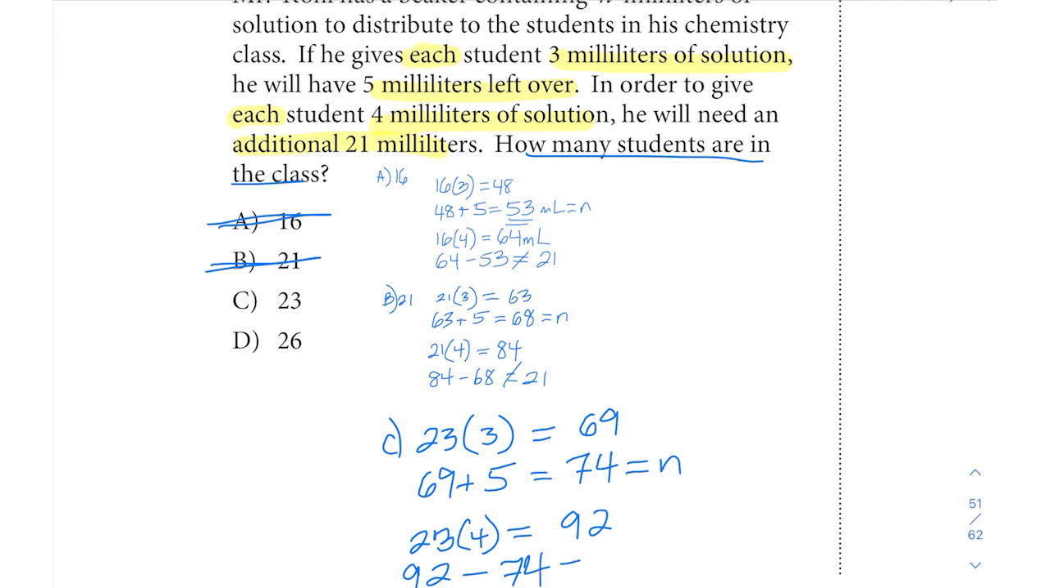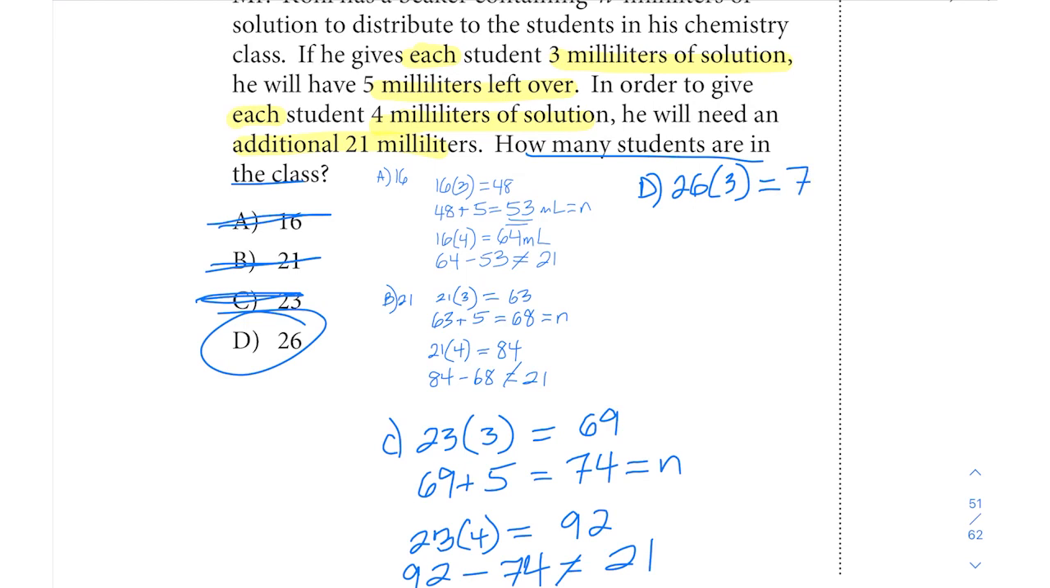And is that an extra 21 milliliters? Well, let's test it out. 92 minus 74 equals 18. Not quite 21. We're getting closer, but this is not equal to 21, which means it's not answer choice C. And it is, in fact, going to be answer choice D. Now, on test day, you wouldn't take the time to do that calculation since you've already eliminated the rest.